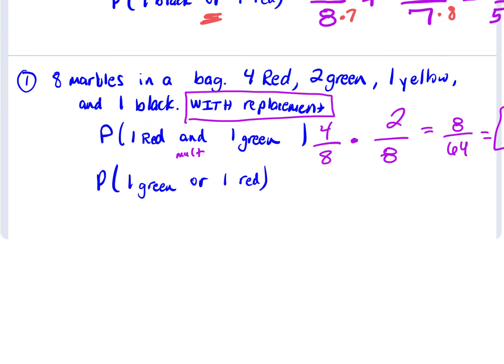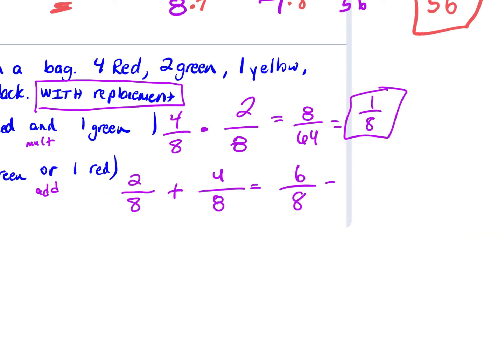All right, second time. With replacement, it means I put it back in. So how many are green? I want a green or a red. How many are green? 2 out of 8. What does the word or mean to do? Thank you. How many are red? 4. Do they have the same denominator? Yeah. So I just say 4 plus 2 is 6, and I simplify that, and I get 3 over 4.